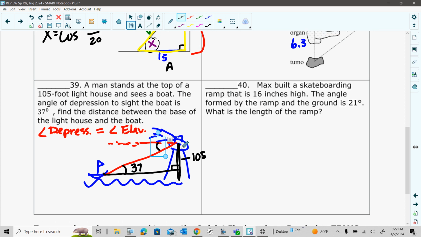And we're trying to find the distance between the base of the lighthouse and the boat. So we're trying to find this distance. Put an X right there. So what we have is opposite and adjacent. So that is tangent. So let's see if you can finish these word problems.